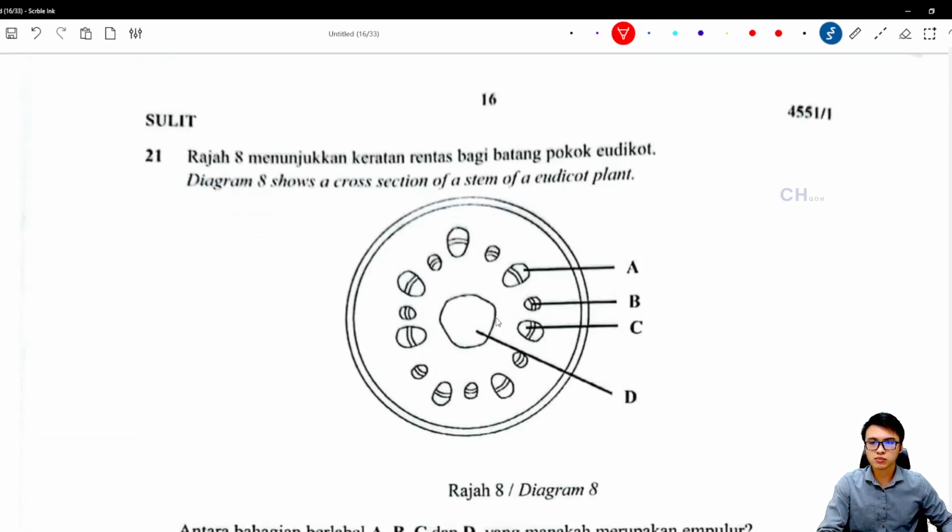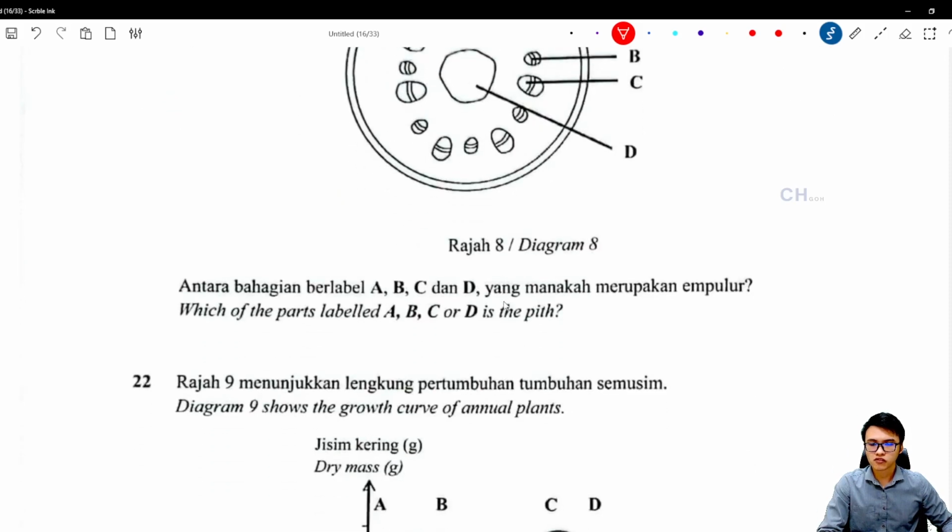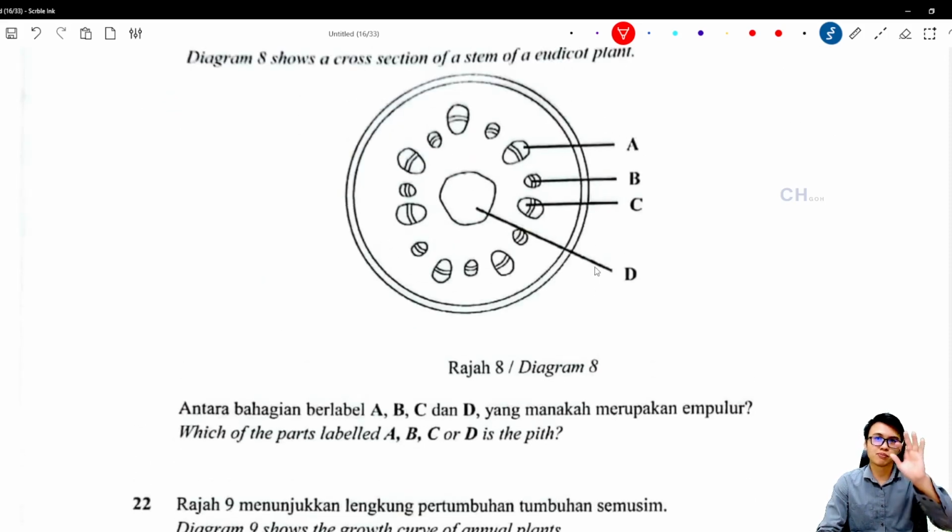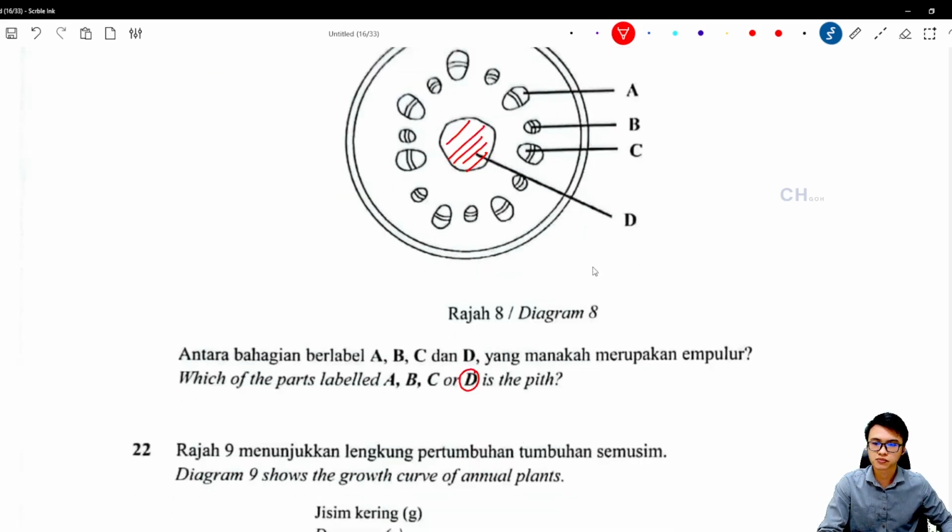B21, diagram D. Diagram 8 shows a cross section of a stem of a eudicot plant. Which of the labels is the pith? Pith is the middle part of the stem, which is this area. This one is very easy, just memorize.